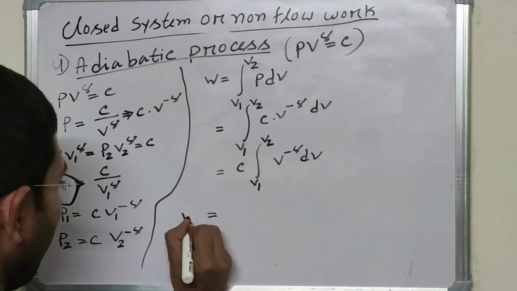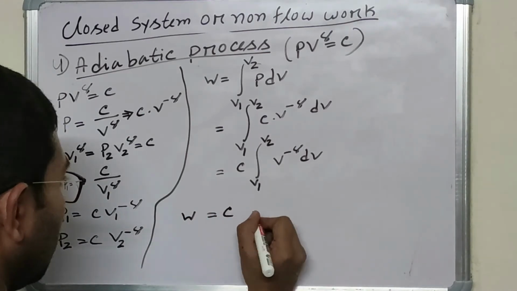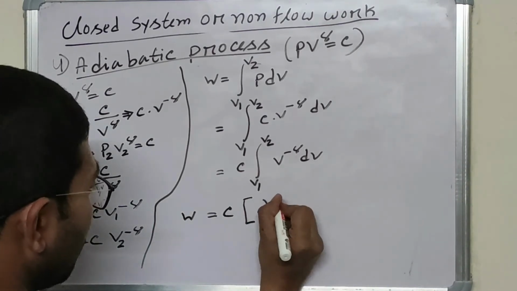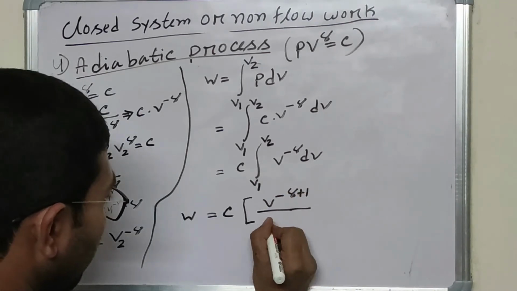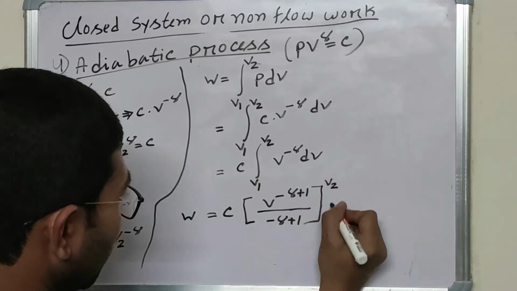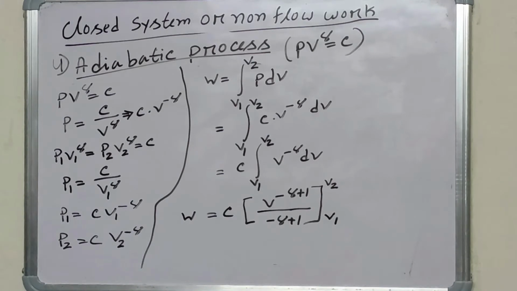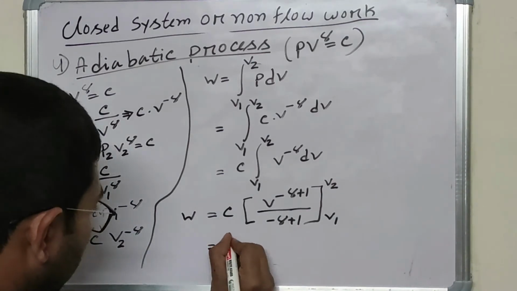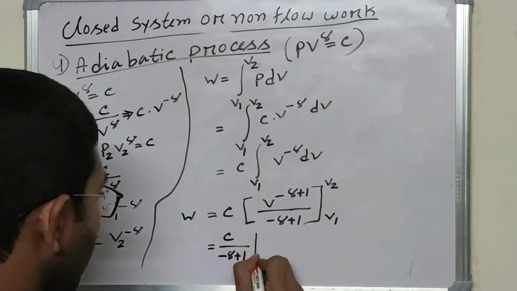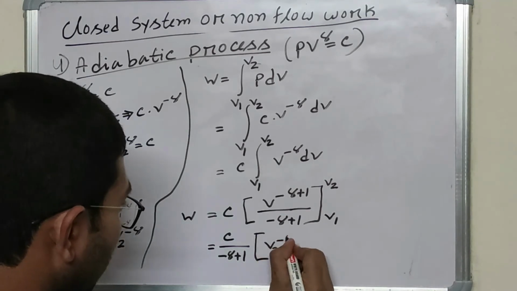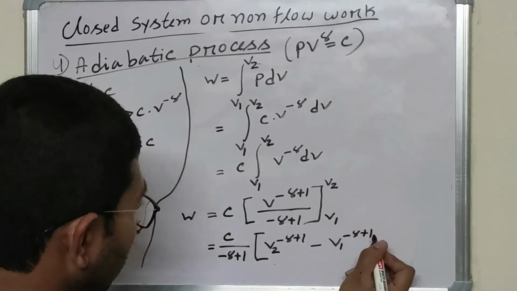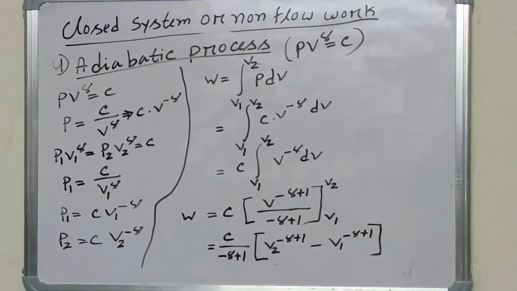So work done will be C times V to the power minus gamma plus 1 divided by minus gamma plus 1, whole to the power V2 divided by V1. So C by minus gamma plus 1 times V2 to the power minus gamma plus 1 minus V1 to the power minus gamma plus 1.